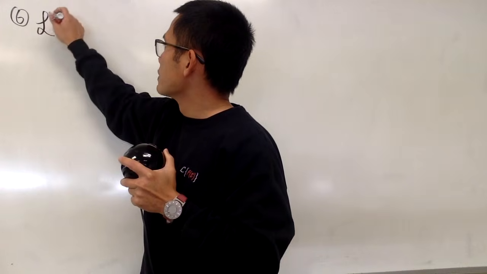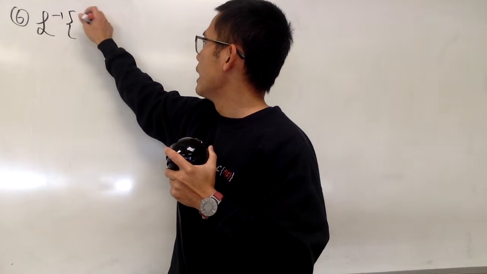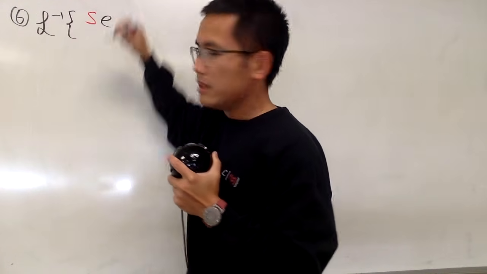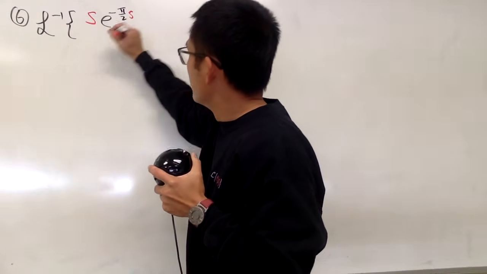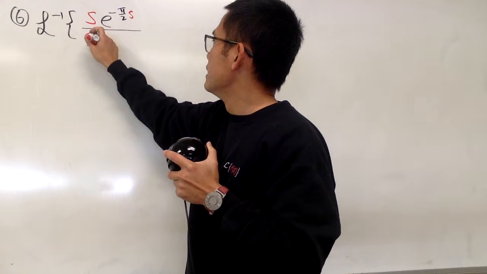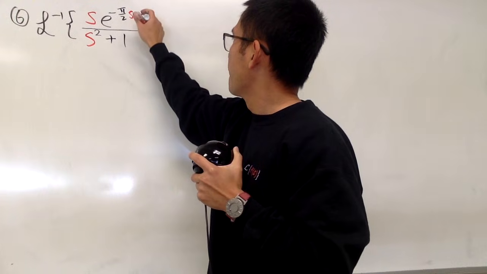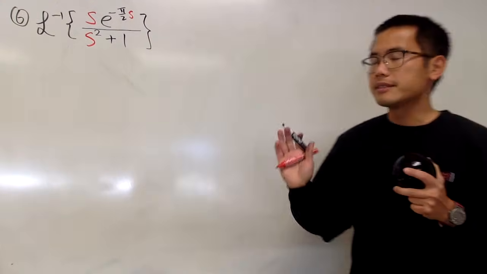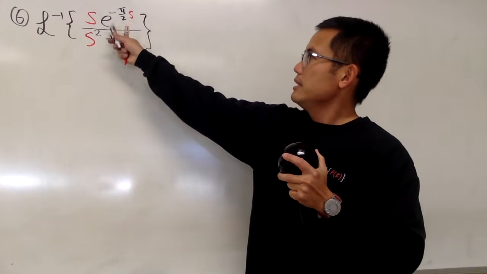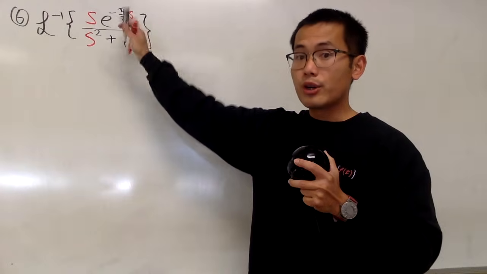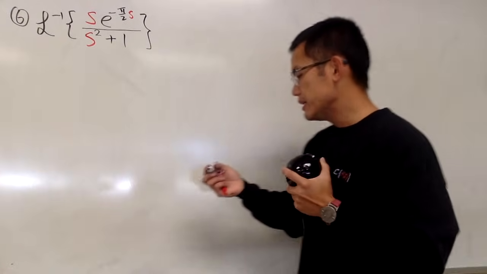Anyway, inverse Laplace of s e to the negative pi over 2s, over s squared plus 1. Oh man, this is the crazy one. Okay, so here is the deal. Have a look. This is e to the negative pi over 2s. We are talking about the s world. The one that we did earlier was in the t world.